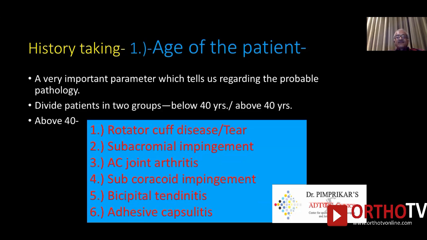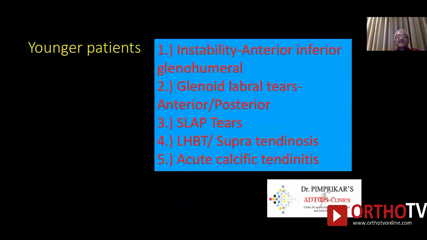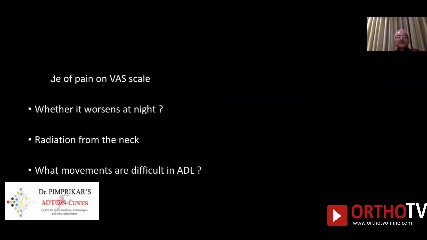At the same time, if the patient presenting to you is less than 40 years of age, what comes to our mind is probably instability, which could be antero-inferior glenohumeral instability, or glenoidal labral tears, which could be anterior or posterior labral tears. It could be a flap lesion, lesions of the long head of biceps, supraspinatus tendinosis, and acute calcific tendinitis. So just by dividing patients into two groups, you have probably thought of one of the pathologies which the patient is suffering from.